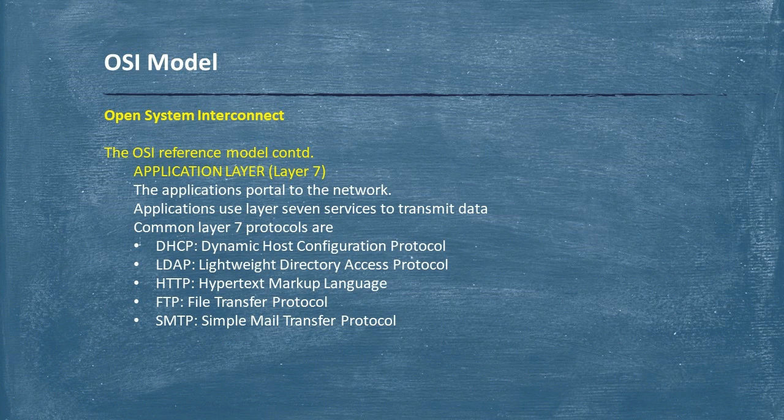The application layer is the topmost layer, where the protocols used are DHCP, Dynamic Host Configuration Protocol, LDAP, Lightweight Directory Access Protocol, HTTP, Hypertext Transfer Protocol, FTP, File Transfer Protocol, and SMTP, Simple Mail Transfer Protocol. These are the application's portal to the network. The application uses layer 7 services to transmit data.